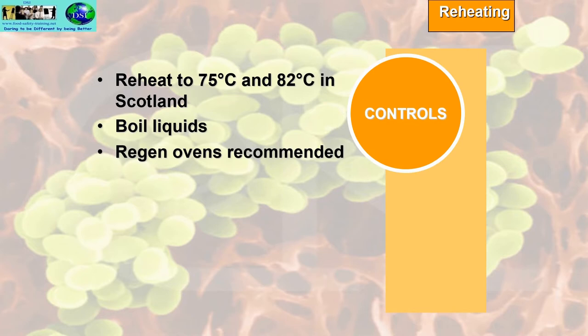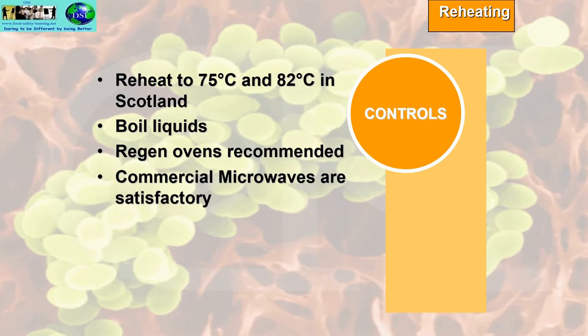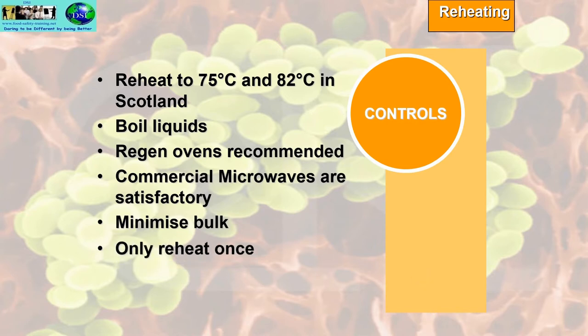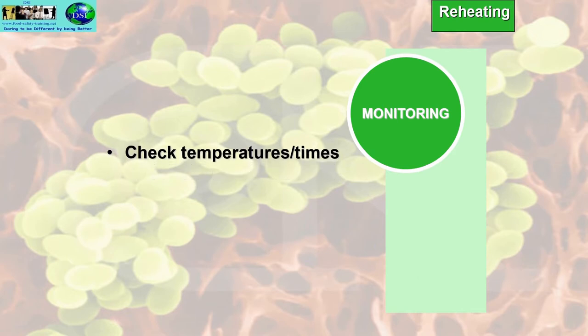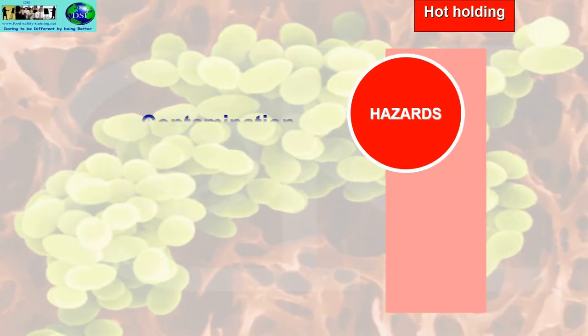Regenerative ovens are recommended because they use a high temperature over a short period of time. Commercial microwaves are satisfactory. Try to minimize the bulk, so small portions. Only reheat once and protect from contamination. Monitoring: check temperatures and times. Audits and inspections, our old friend there.